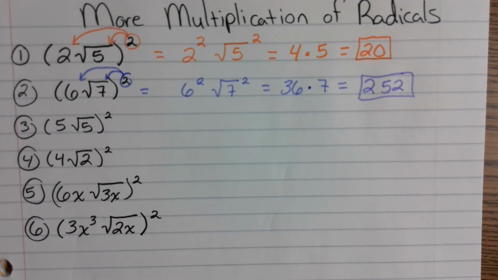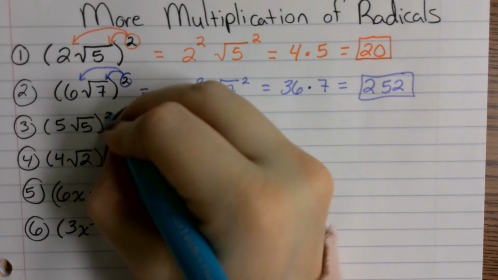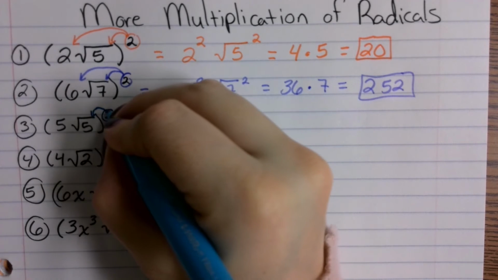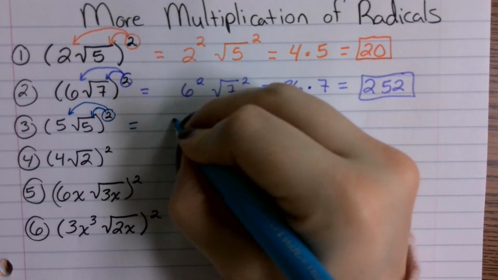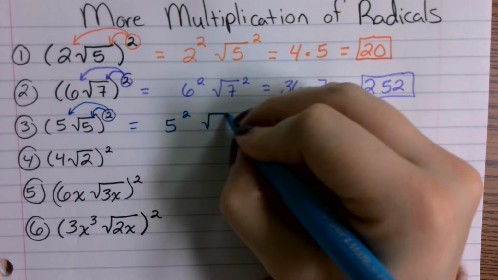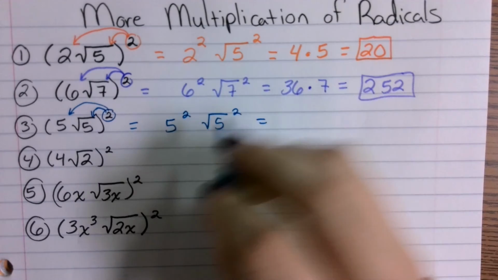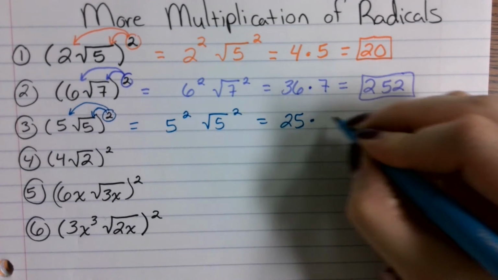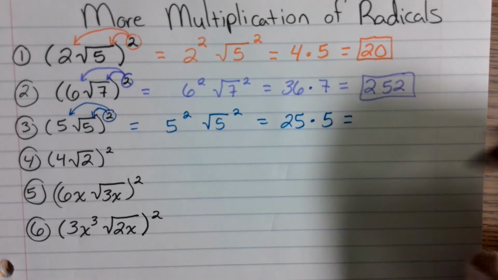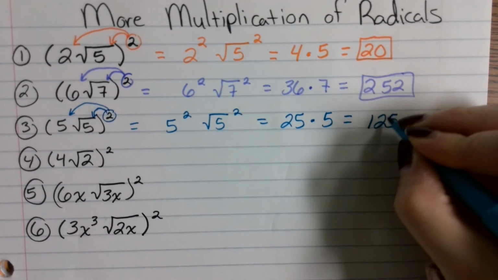Okay, what about for problem number 3? Jane? 125, very good. Again, distributing that 2 to the square root of 5 and to the 5. That gives you 5 squared, and then the square root of 5 squared. 5 squared is going to give you 25. Square root of 5 squared gives you 5, and then 25 times 5 is 125.